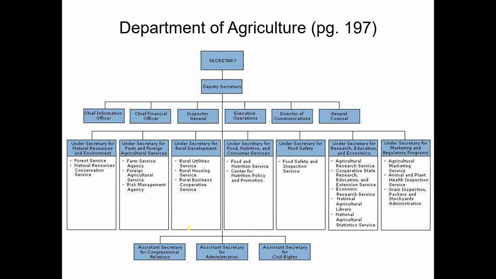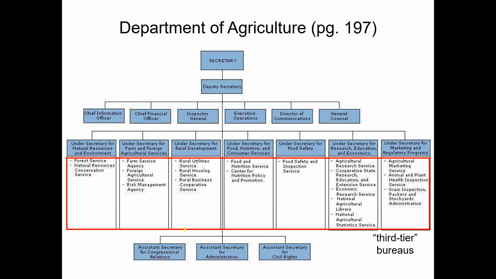The Department of Agriculture has quite a few third-tier bureaus here. You may be familiar with the Forest Service. The Rural Utilities Service was established during the Depression in order to get electricity out to rural areas. Food and Nutrition Service here, Food Safety and Inspection Service, and the Agricultural Research Service, which is there to help the agricultural industry. Some of those third-tier bureaus there.